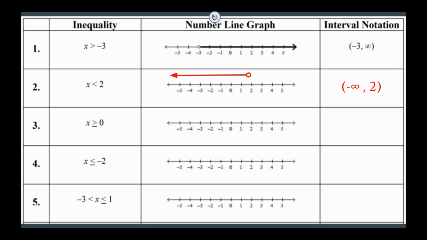Okay, number 3, x greater than or equal to 0. So what kind of circle at 0? Closed, pointing which direction? Right. To the right, because it's greater than or equal to. Interval notation, you're going to start at 0 with a bracket, and then go to positive infinity with a parenthesis.